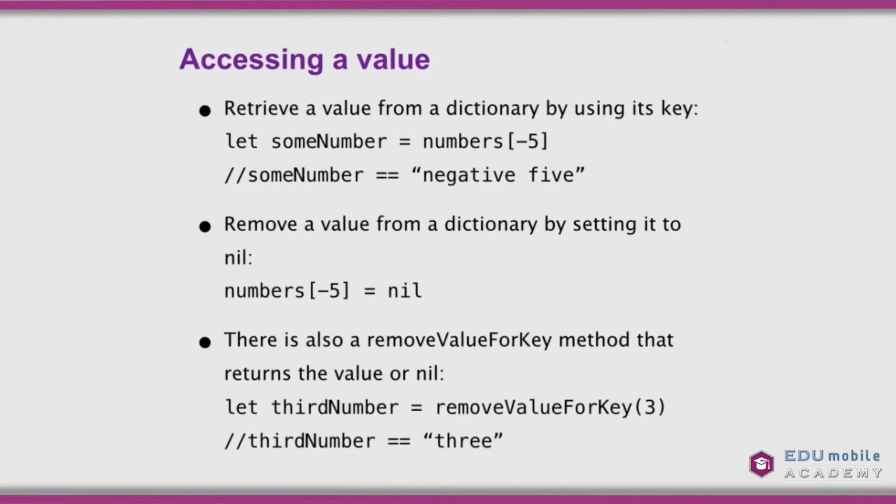We can remove a value from a dictionary simply by setting its value to nil. numbers[-5] equals nil, and now that goes away. That key value pair is no longer there. There is also, however, removeValue(forKey:) for a particular key. So if we know the key, we can remove that value. So let thirdNumber equal removeValue(forKey:), and removeValue(forKey:) gives us back the number that we removed. But now if we call removeValue(forKey:) again, we're going to get back nil. If we try to remove a value that isn't there, we're also going to get back nil.